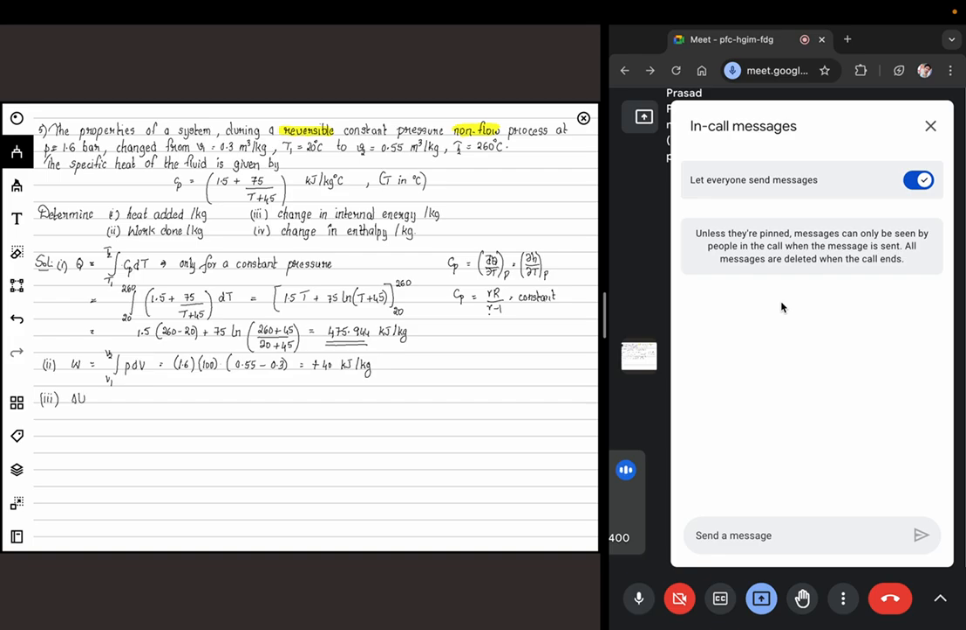Now, what about the next problem? It is the change in internal energy. You have Q and W, so this is straightforward. You just do Q minus W.